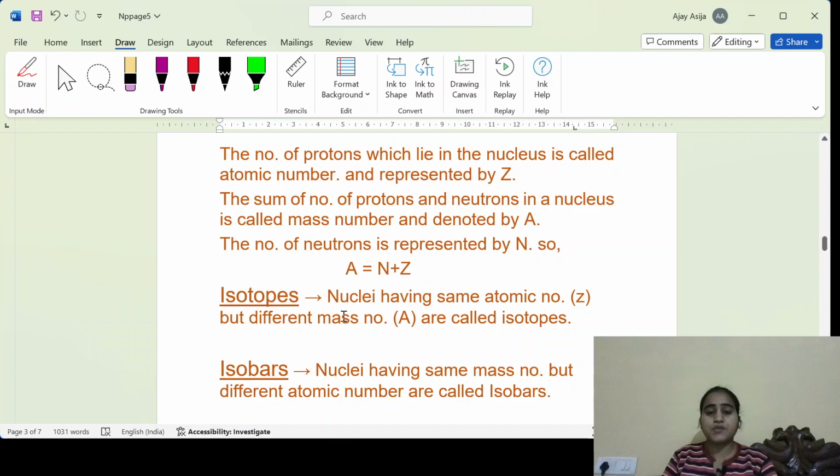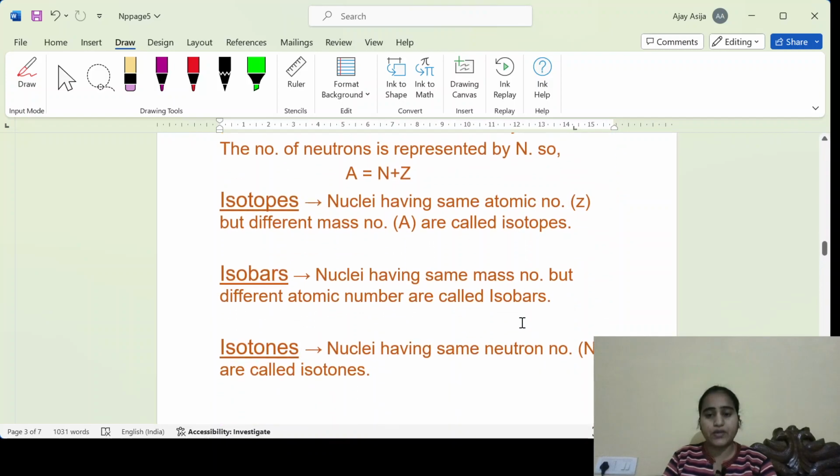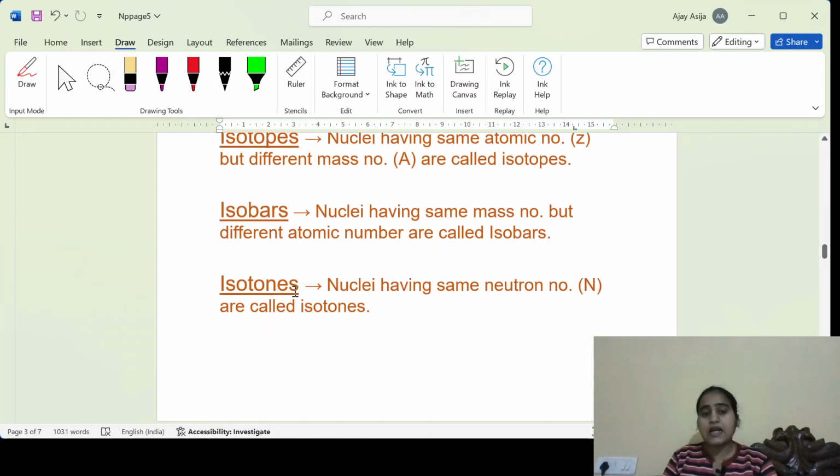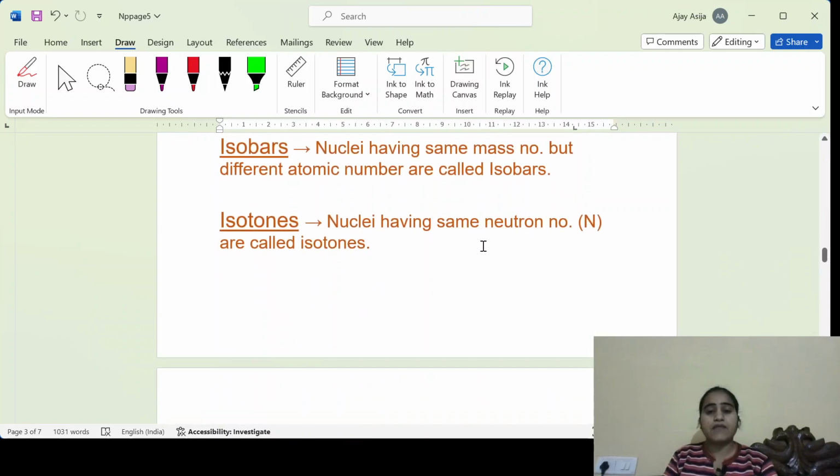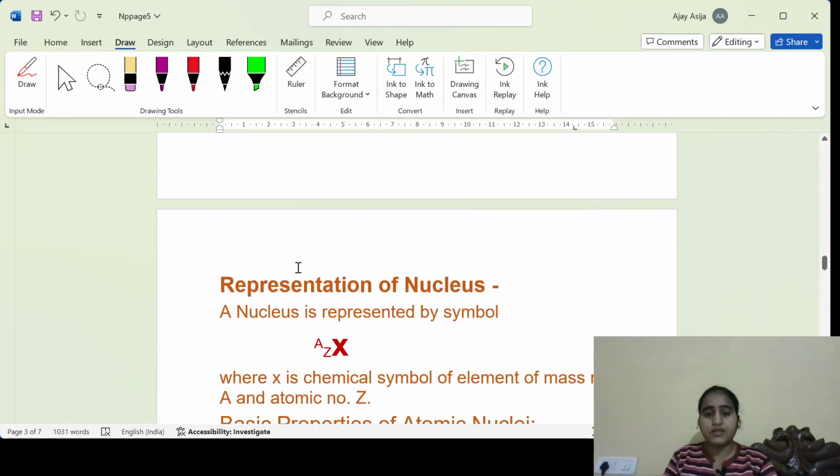Isotopes. What are isotopes? Nuclei having the same atomic number but different mass number are called isotopes. Isobars. Nuclei having the same mass number but different atomic number are called isobars. Isotones. Nuclei having the same neutron number are called isotones.